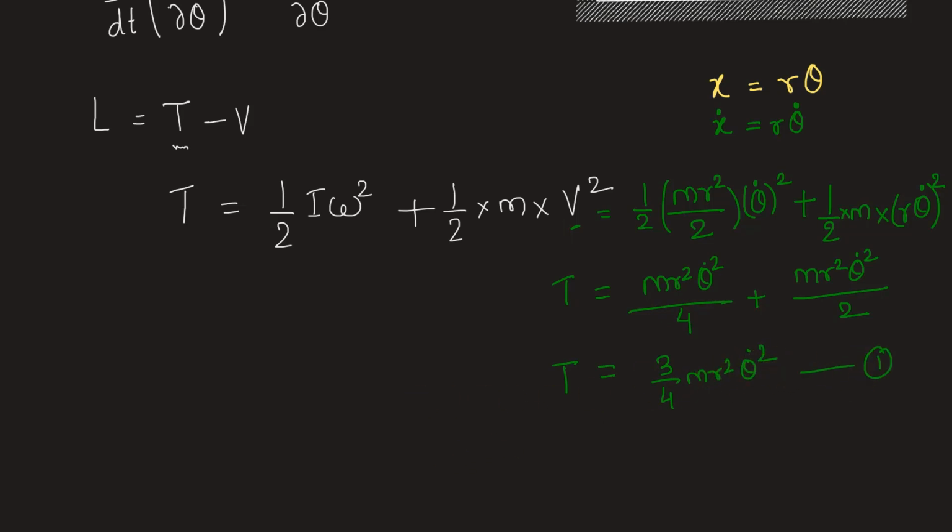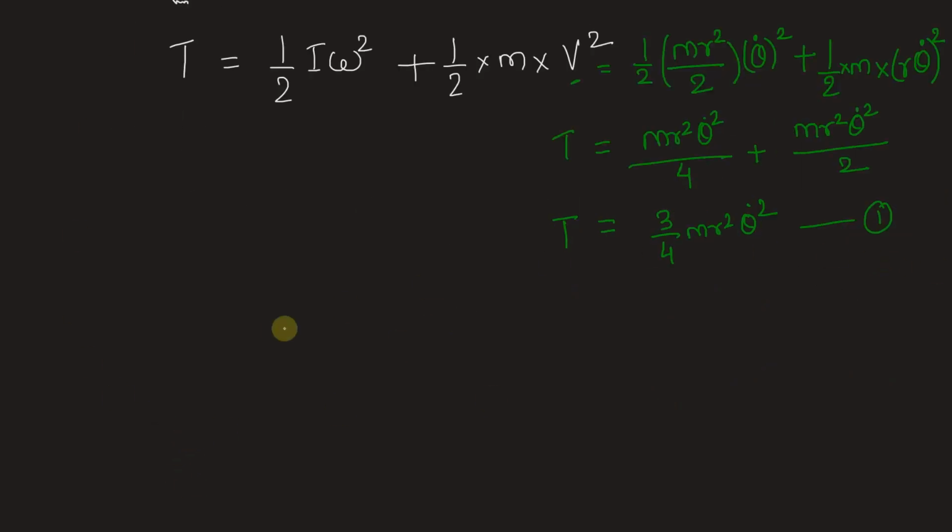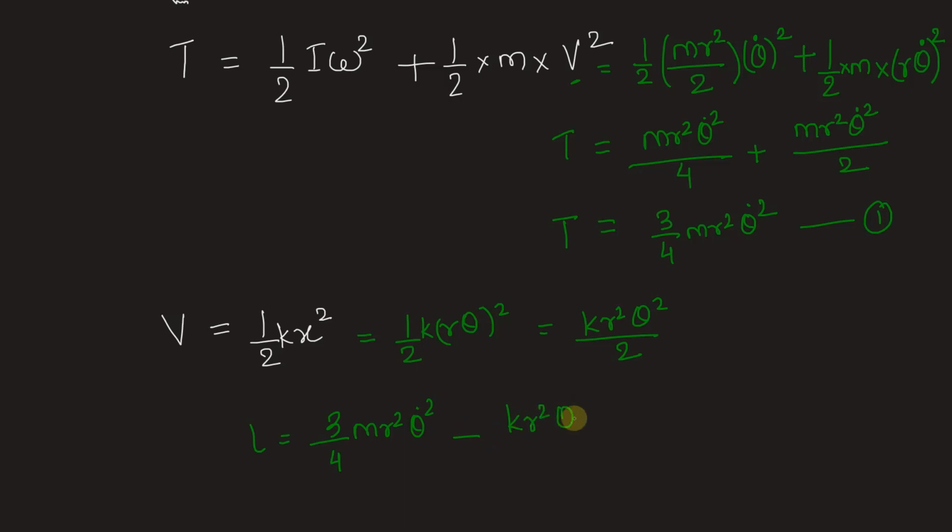Let this be 1. Now we will obtain the potential energy. Potential energy is by virtue of the spring. Because of the change in its configuration, it stores potential energy. So V, potential energy, is equal to half k x square. x simply is r theta. So we can write half k r theta whole square, which is nothing but k r square theta square by 2. So the Lagrangian will be 3 by 4 m r square theta dot square minus k r square theta square by 2. From 1 and 2 we have got the Lagrangian.